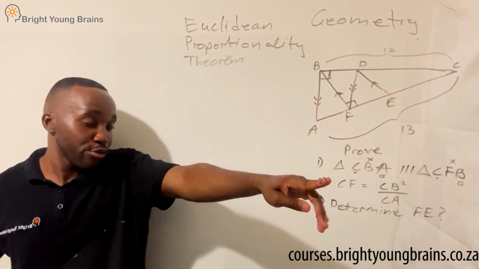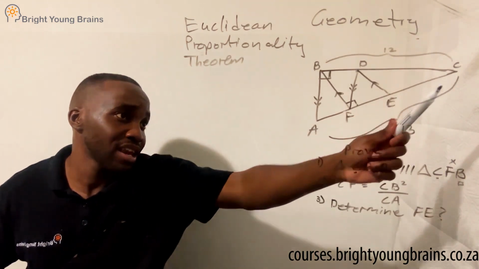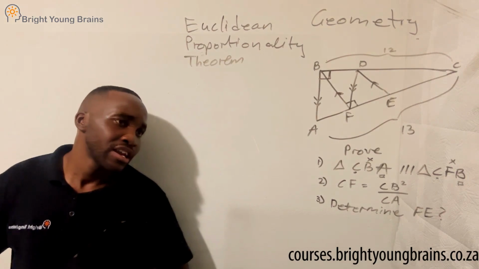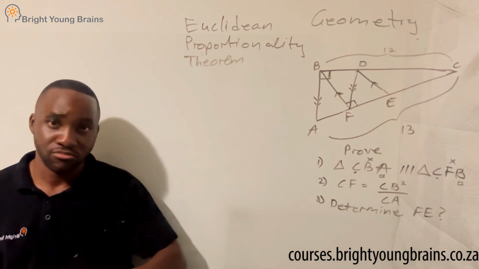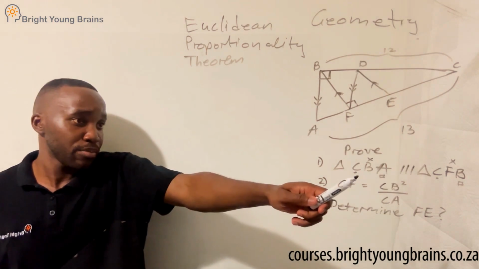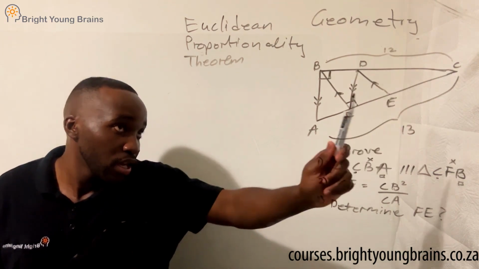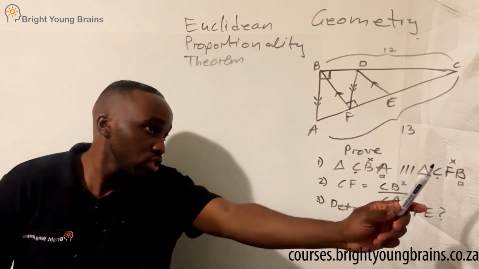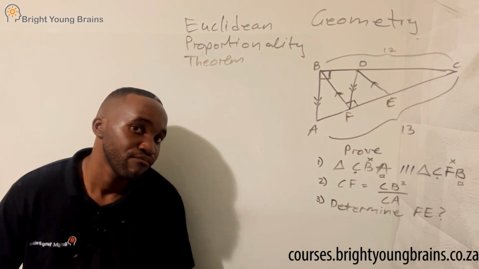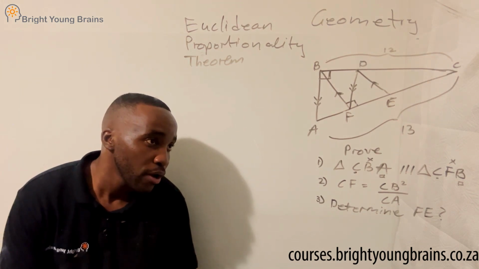We need to prove that CF, this line over here, is equal to this expression on the right hand side. In the previous video that we just did, the link to which is in the description, we proved that this big triangle, triangle CBA, is similar to CFB over there. We proved that they are similar using whatever it is that we used right now.